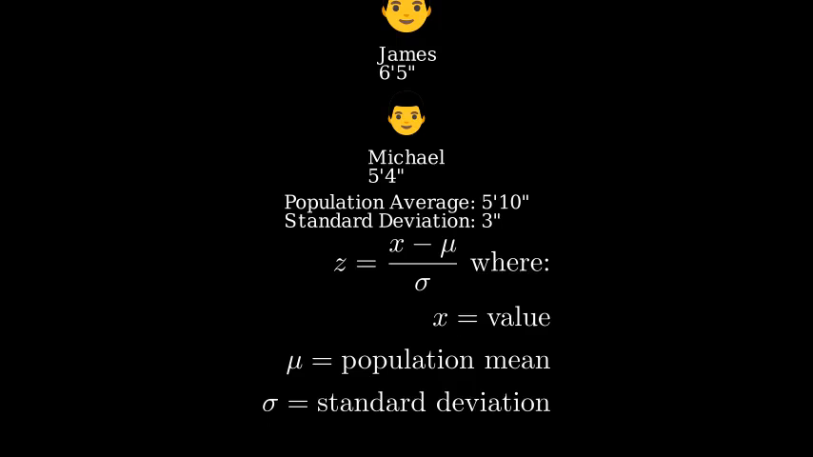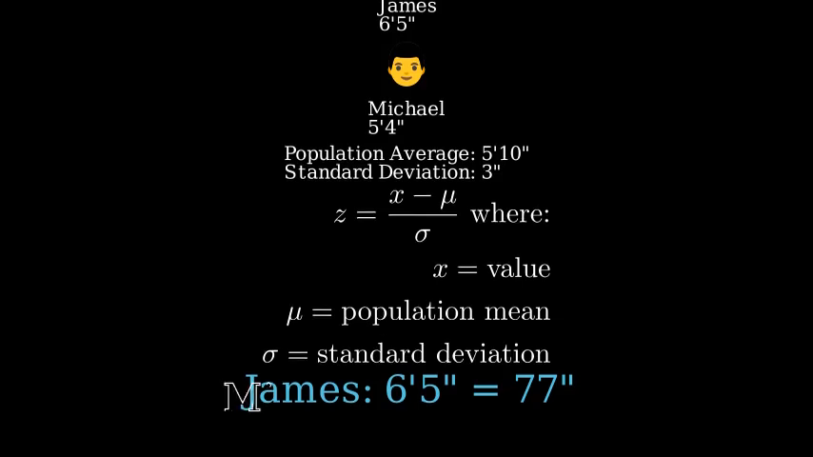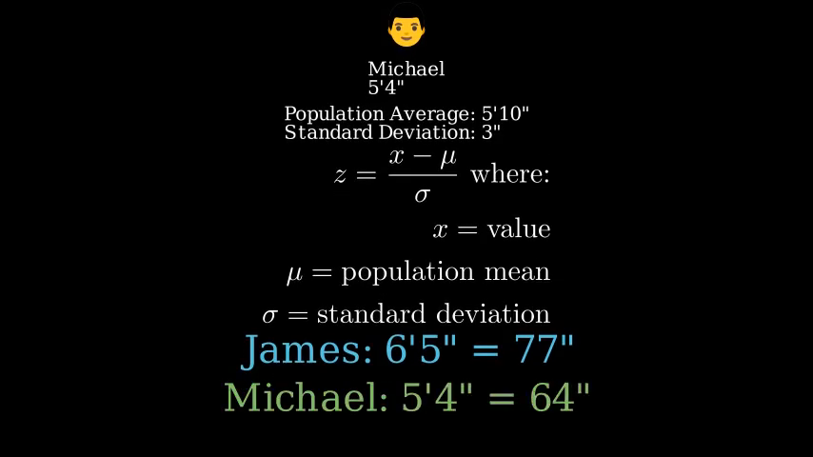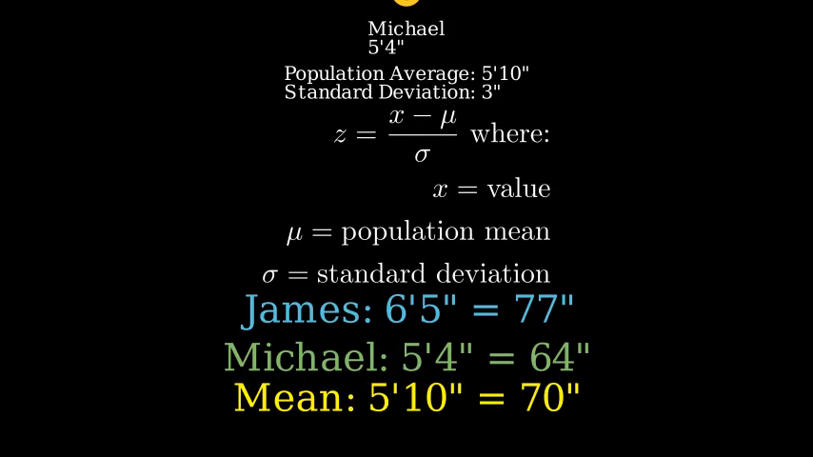Let's convert all measurements to inches to make our calculations easier. James is 6 feet 5 inches, which is 77 inches. Michael is 5 feet 4 inches, which is 64 inches. The mean height is 5 feet 10 inches, or 70 inches.